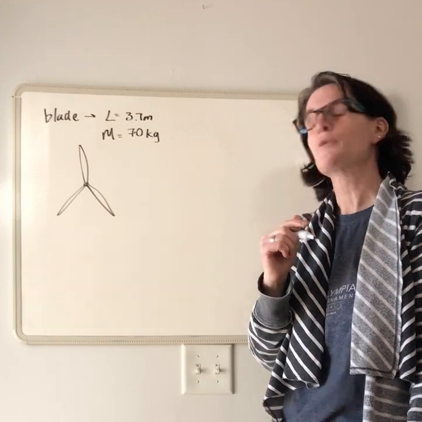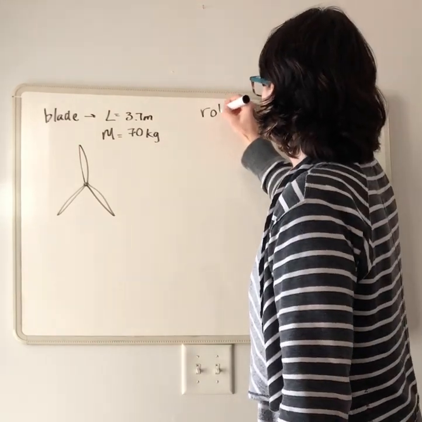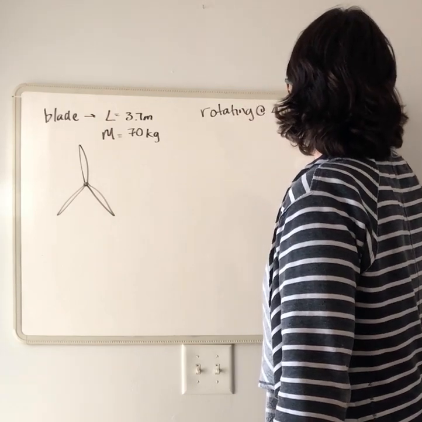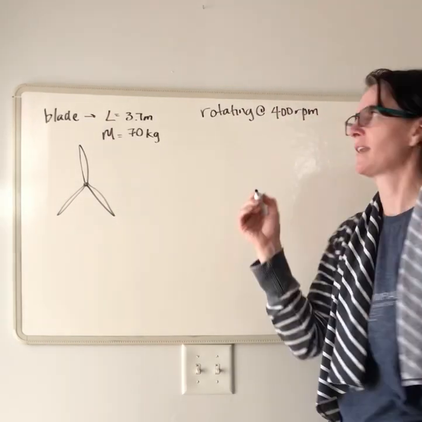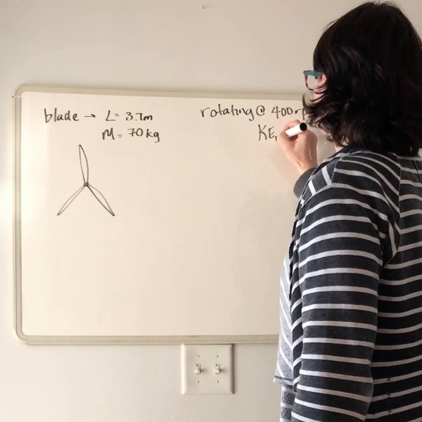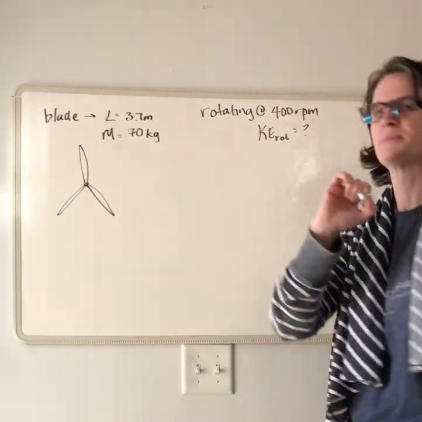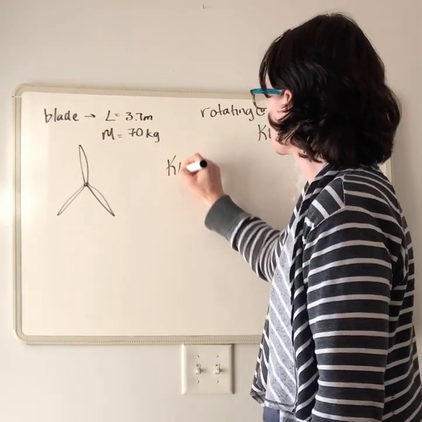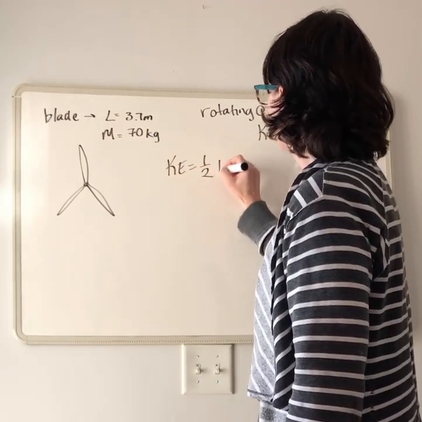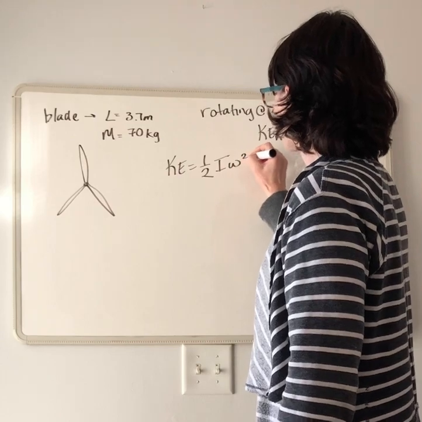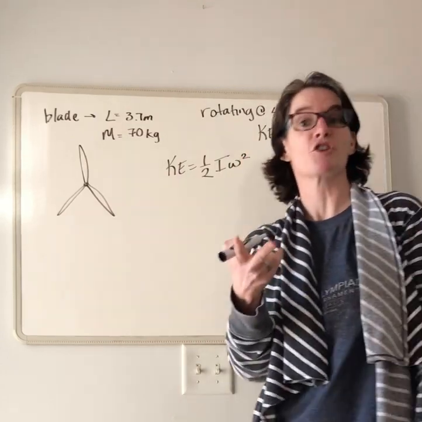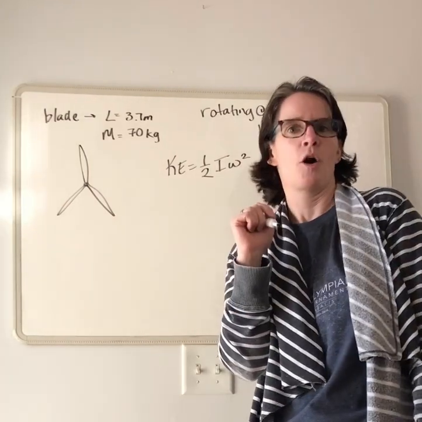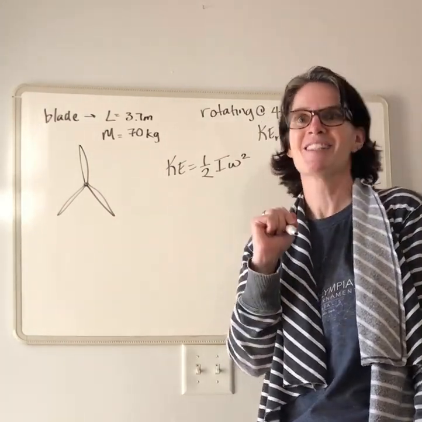If the blades are rotating at 400 rotations per minute, what is the rotational kinetic energy of this system? We know that our kinetic energy relationship is 1/2 the moment of inertia times omega squared. So we need both the moment of inertia for these 3-blade propellers and omega in radians per second. So let's start with that.